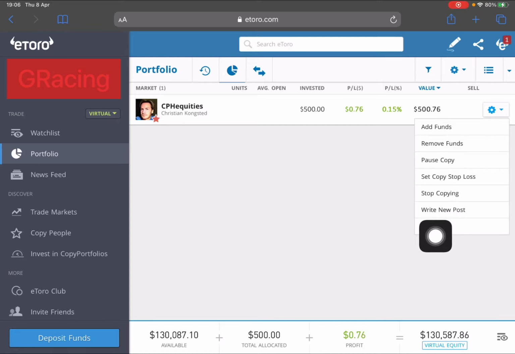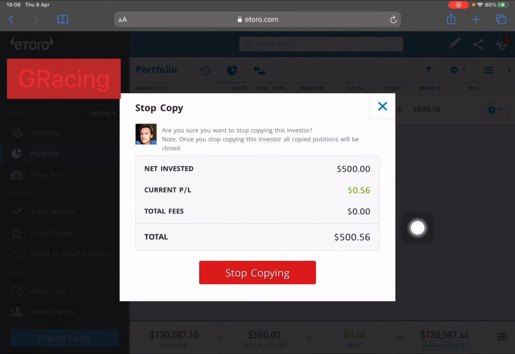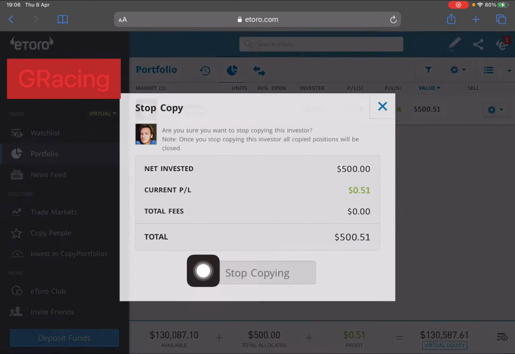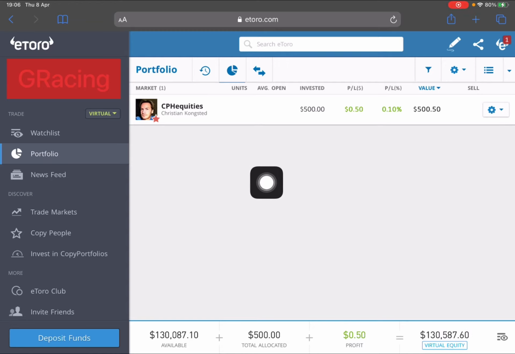Say, for example, you already profited too much. Maybe this 500 becomes 1,000, right? So you want to take the profit. What you need to do is just remove funds or stop copying. So click stop copying, and then pending close, and that's it. After that, your money will appear here in your profit.